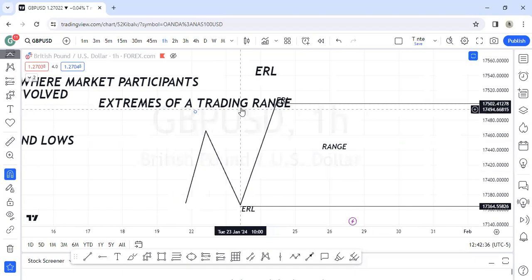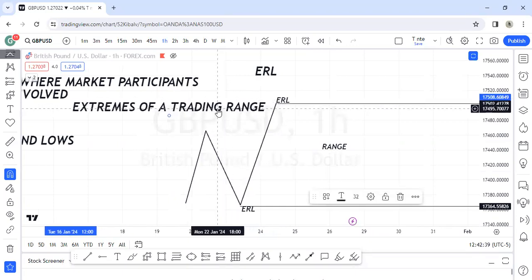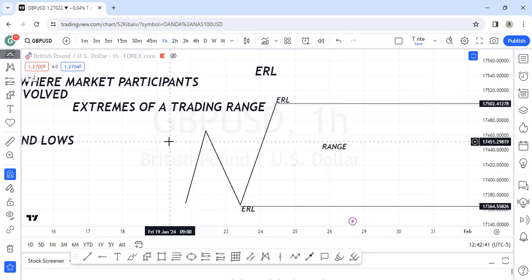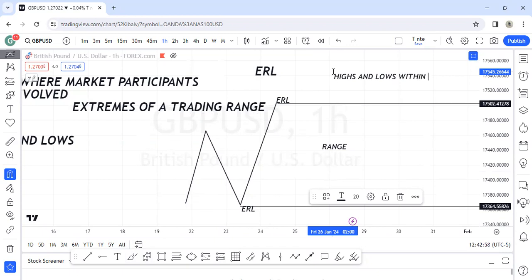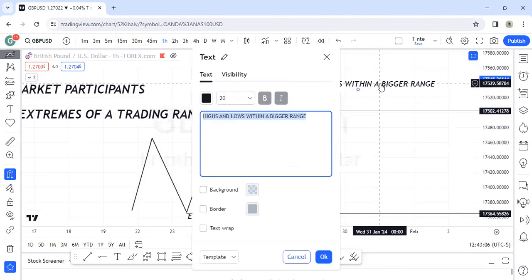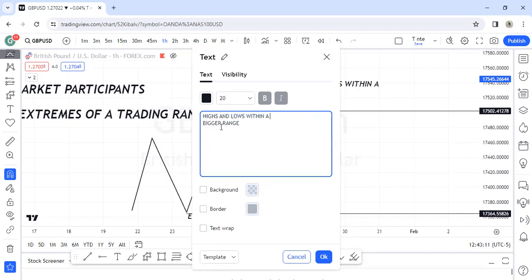Right. So now let's talk about analysis. Now we have understood what it is. Now, what is internal liquidity? Internal liquidity can be seen as highs and lows within a bigger range. So we're referring to those highs and lows that are within a bigger trading range. That is what we call internal liquidity, as opposed to external liquidity.